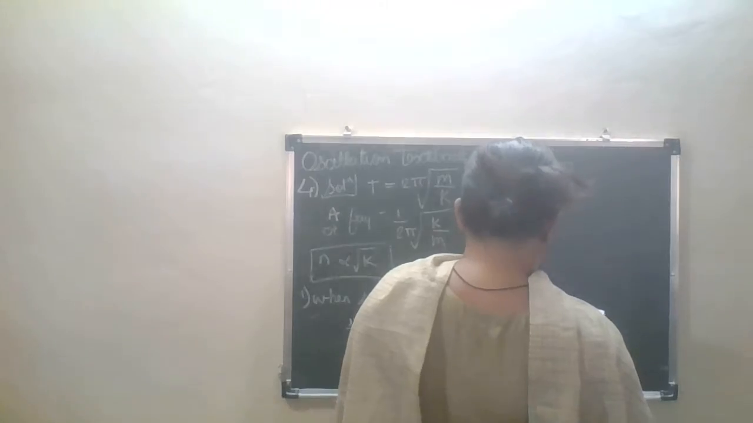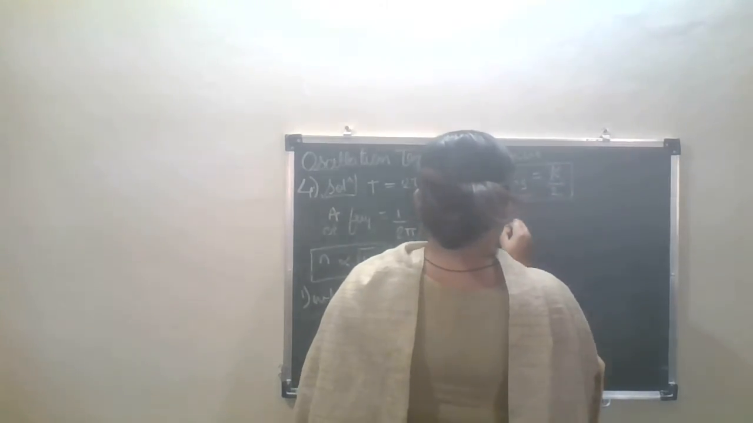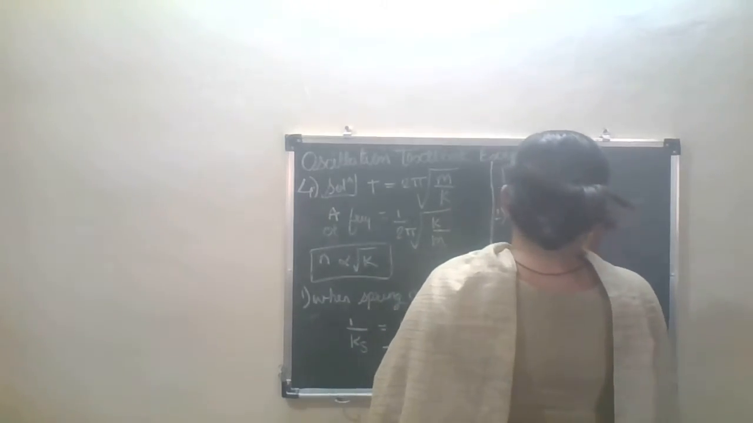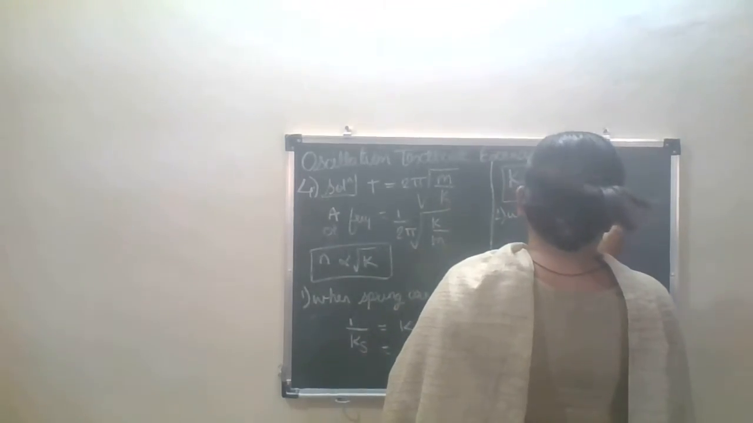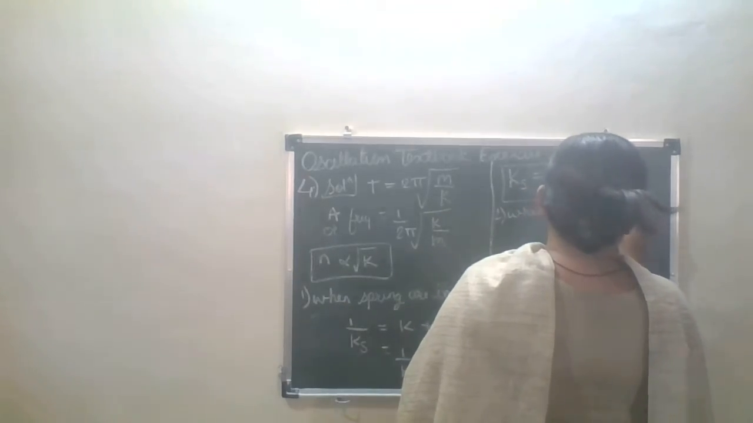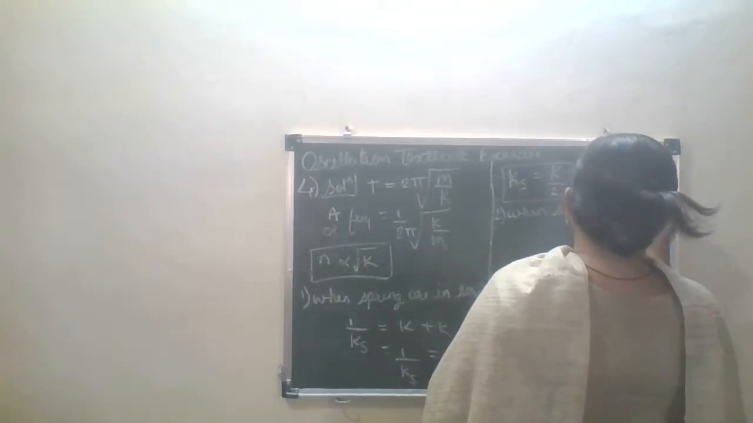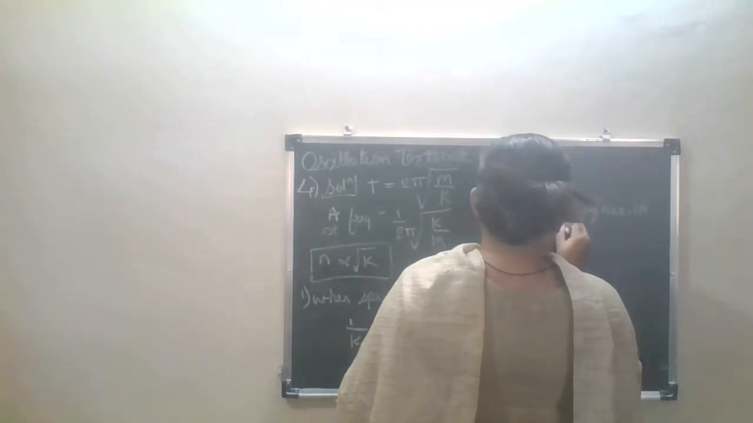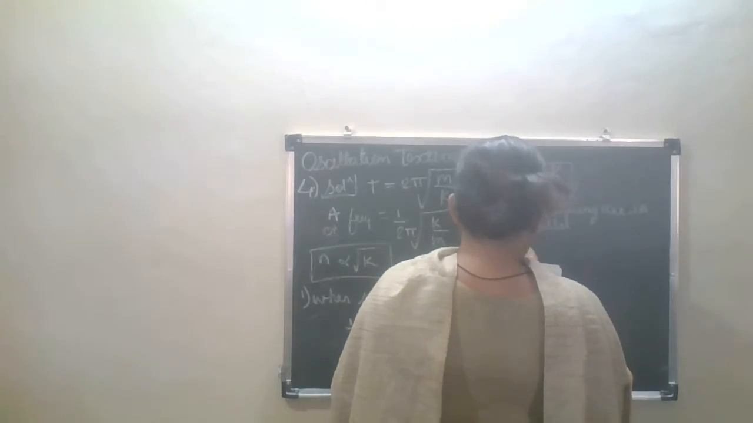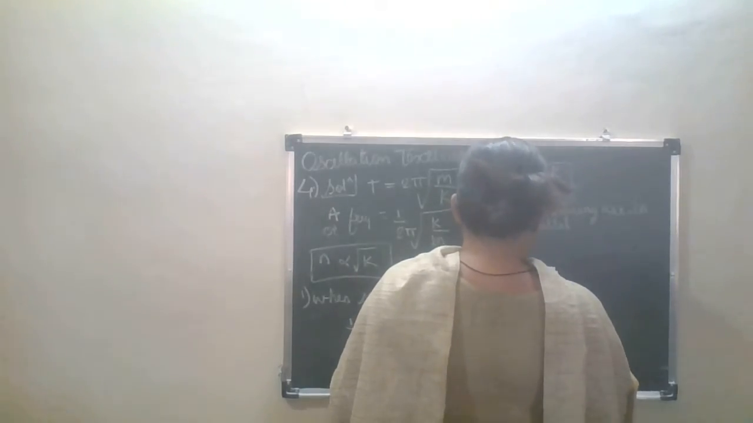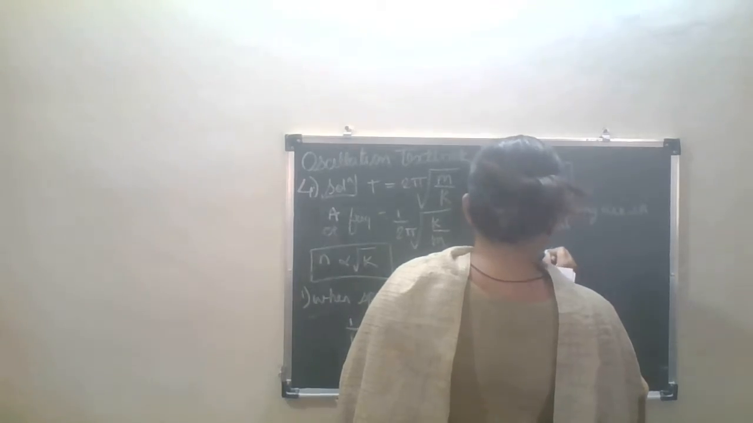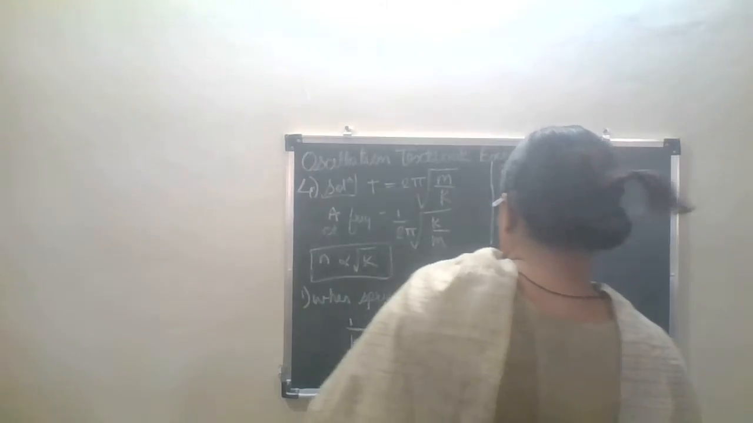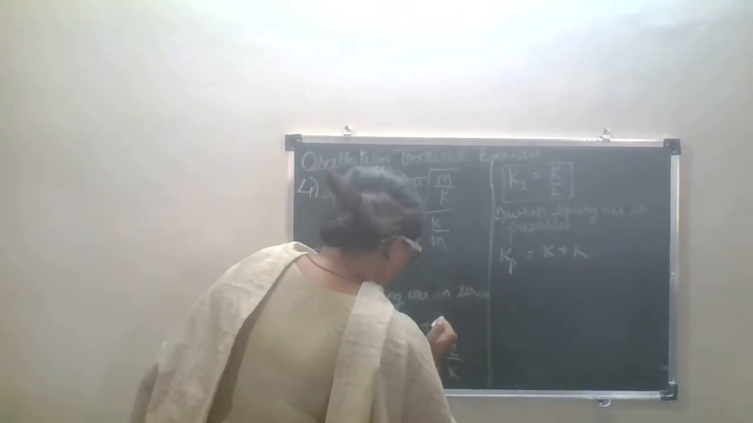Now the second case, when springs are connected in parallel, then kp, we are writing, is equal to k plus k.